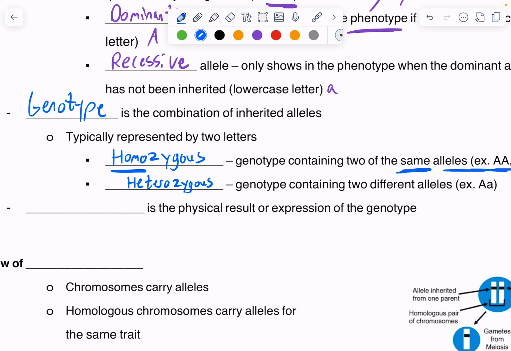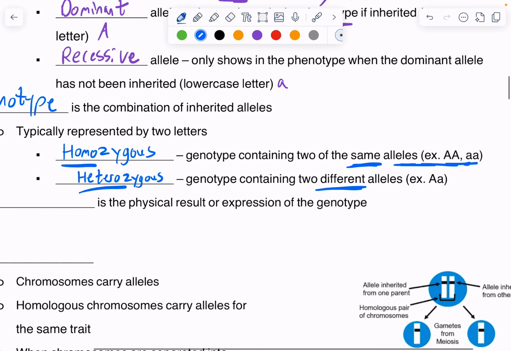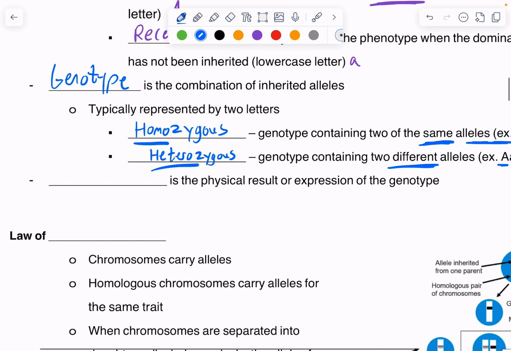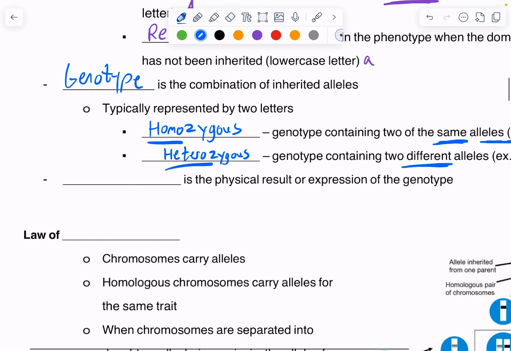This is compared to our other type of genotype, which is heterozygous. Hetero means different. And so in this case, we're talking about two different alleles. One dominant, one recessive. Big A, little a. And so heterozygous genotypes always express the dominant allele. And then something we just talked about a second ago, our phenotypes are the expression of the genotypes, right? Genotypes are found on our genes or DNA.